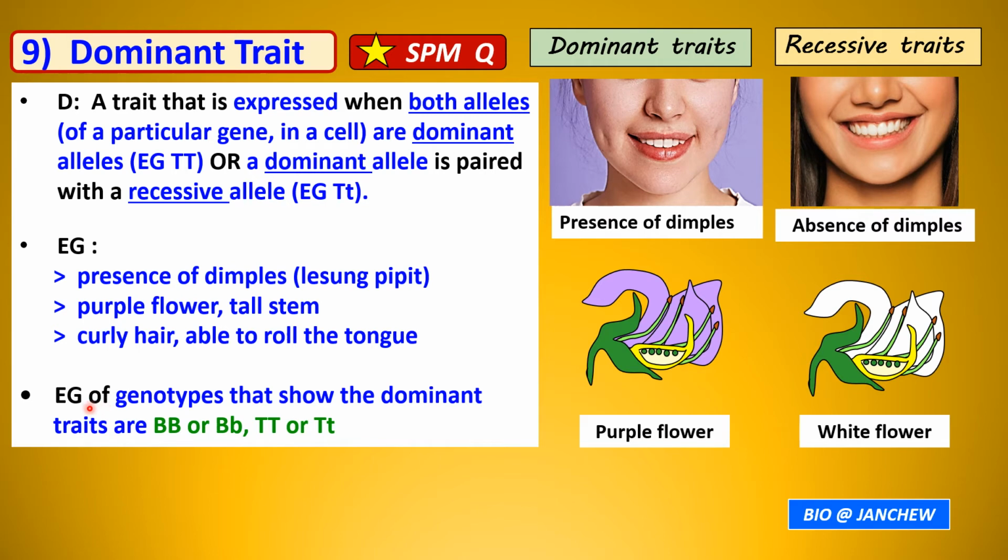Okay, so next, examples of genotypes that show dominant traits will be either homozygous dominant, that means having two dominant alleles, or heterozygous, the organisms that are heterozygous, for example, having one dominant allele and one recessive allele. Okay, so in both these cases, the dominant allele, big B, will be present, right? And it will express its trait. And that trait will be the dominant trait. Okay?